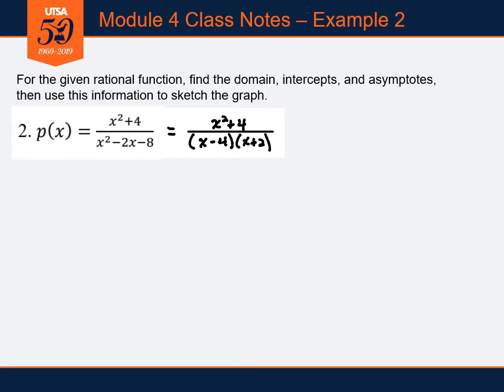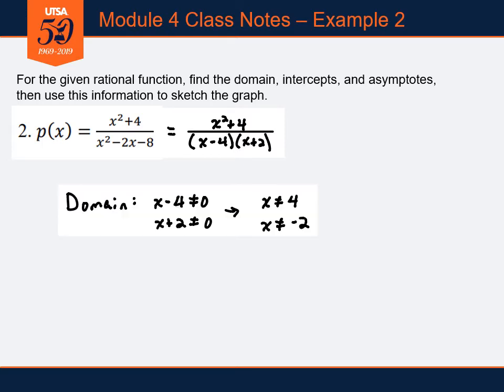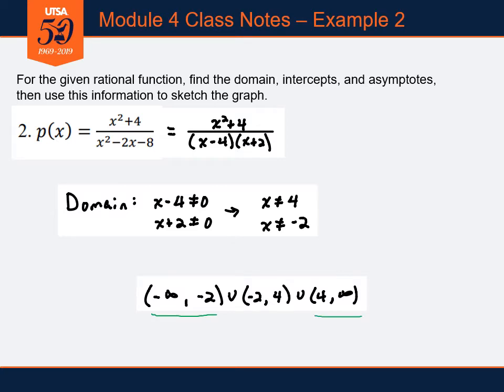And now it's easier to find the domain because we know the domain, that's where the denominator can't be 0. So it's easier now that it's factored to say x minus 4 can't be 0 and x plus 2 can't be 0. So x can't be 4 and x can't be negative 2. x can be anything smaller than negative 2. It can be anything bigger than 4, and it can even be anything between negative 2 and 4, but it just can't be negative 2 and it can't be positive 4. So the union of these three intervals gives us our domain of the rational function.